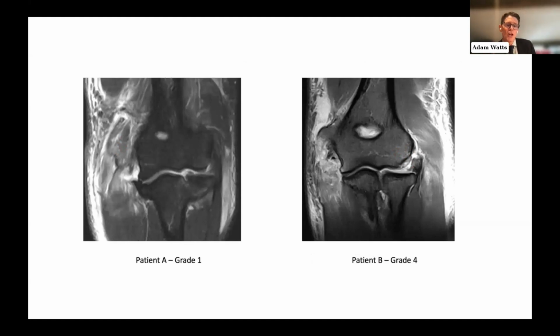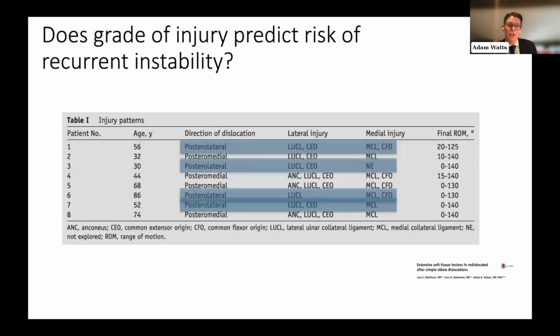So this patient on the left, a grade 1 injury, isolated medial sided injury, I would leave alone, immediate active mobilization and expect a good outcome. Whereas patient B with a grade 4 injury where the tendons and ligaments are off both sides of the elbow, I think they're going to be highly unstable when I take them to theatre and do an EUA, and I'm going to operate on that.